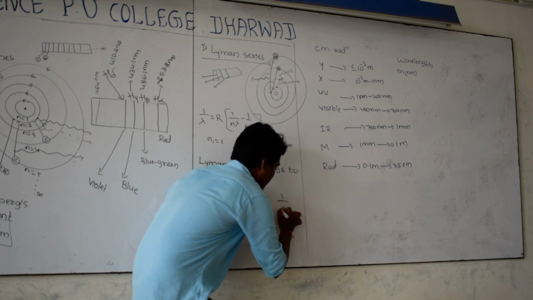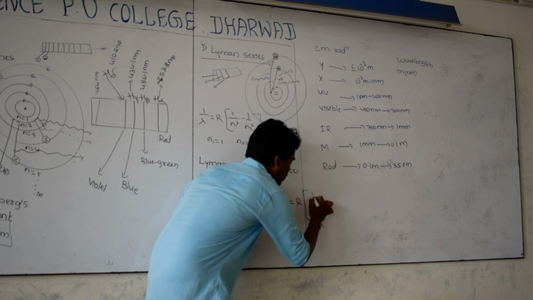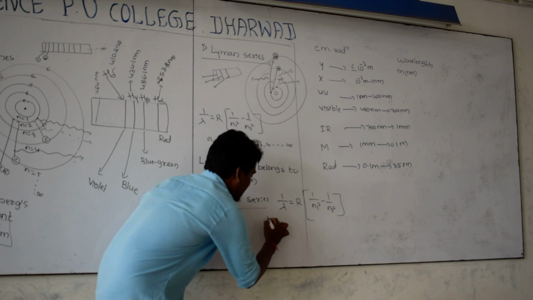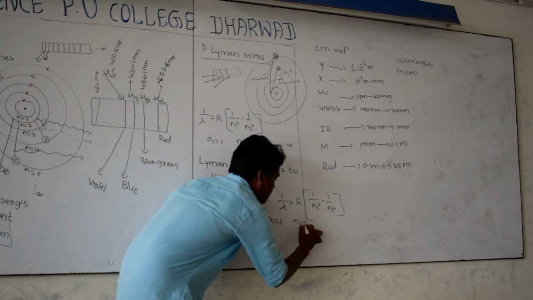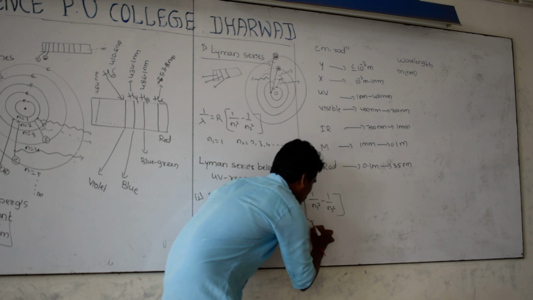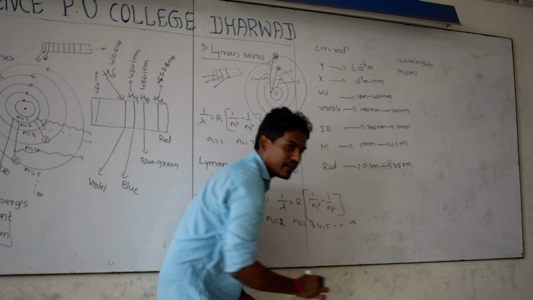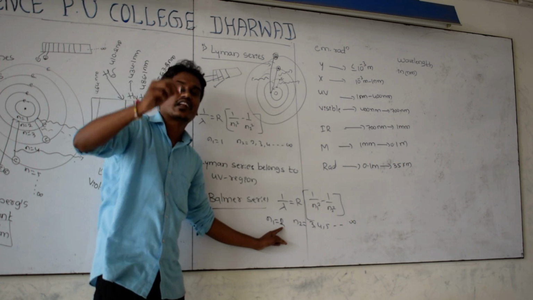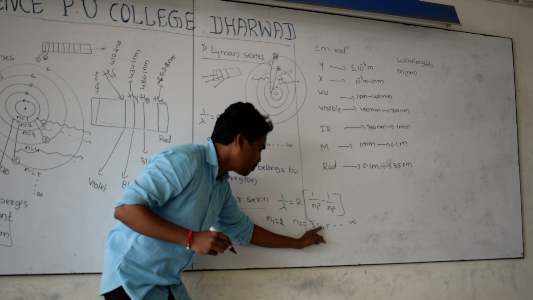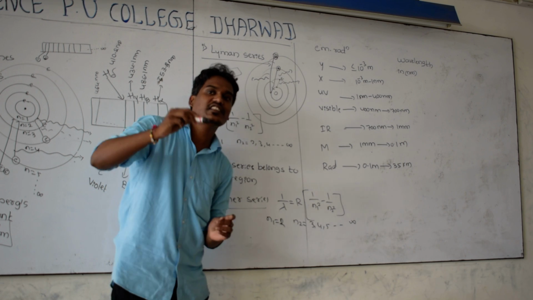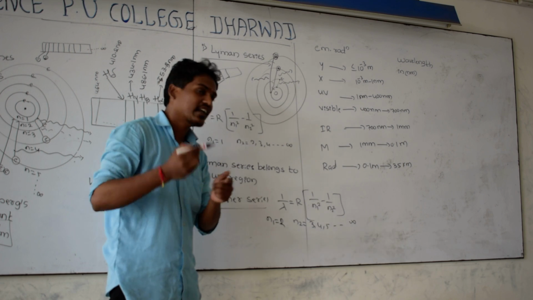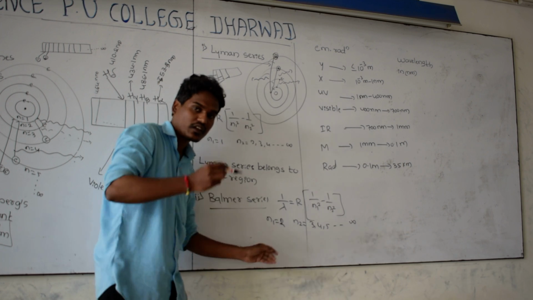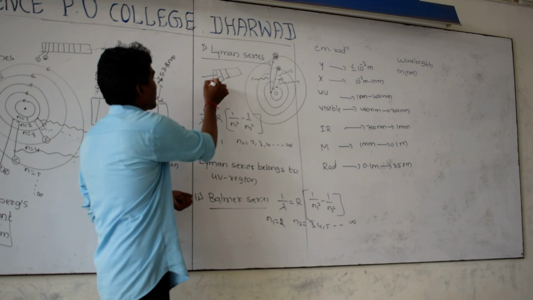The formula is 1 by lambda is equal to R into 1 by n1 square minus 1 by n2 square. Here n1 is equal to 2, take n2 is equal to 3, 4, 5, and so on to infinity. Whenever the electron jumps from third to second, we get a spectral line. Whenever the electron jumps from fourth to second, it releases energy, and on the screen we get one spectral line. Whenever the electron jumps from fifth to second, it emits radiation and you get the spectral lines here.